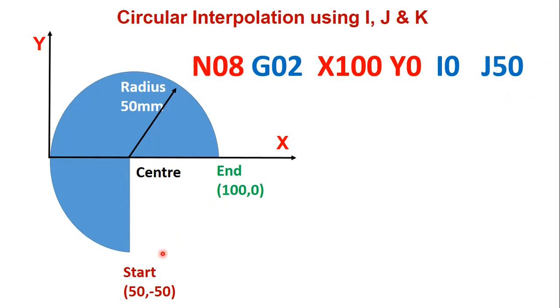Okay, so how it came, I will explain one more time. G02, I am going in a clockwise direction. Then my end point is X100, Y0. So I is the distance from the start to the center in the direction of X. In the direction of X there is no change, so that's why 0. In the direction of J, in the direction of Y, this much distance has changed, so that is 50. Y plus 50, because it's going towards the positive side of Y.